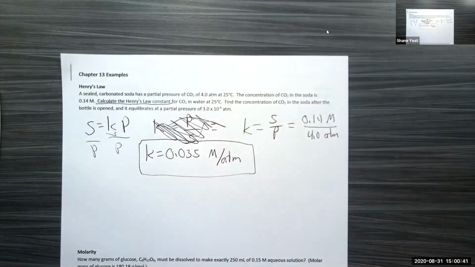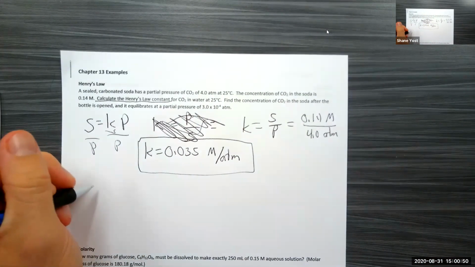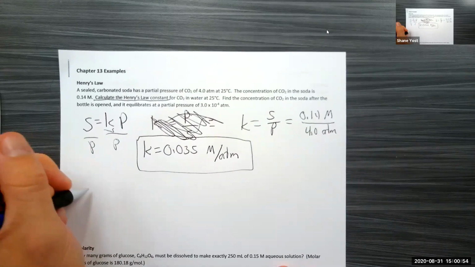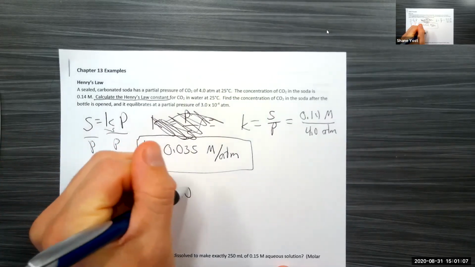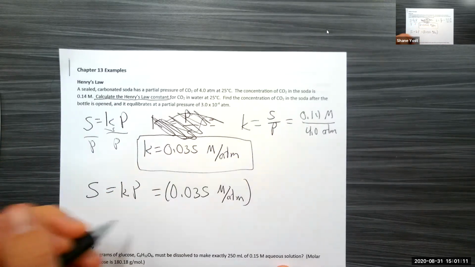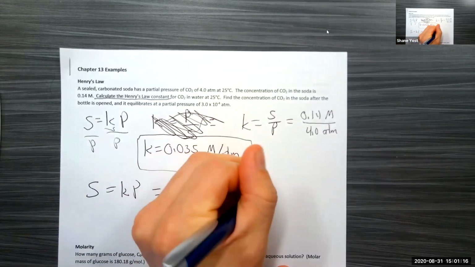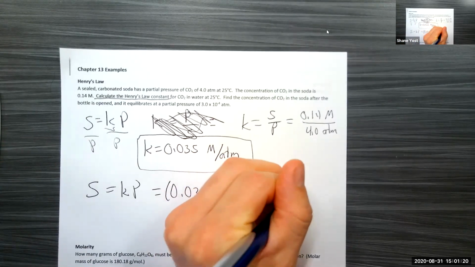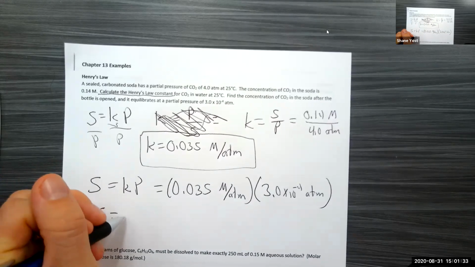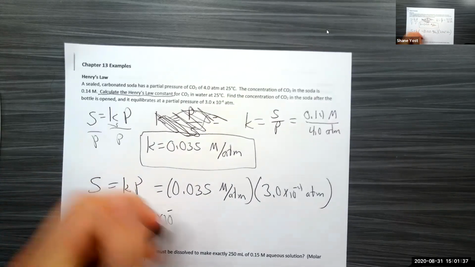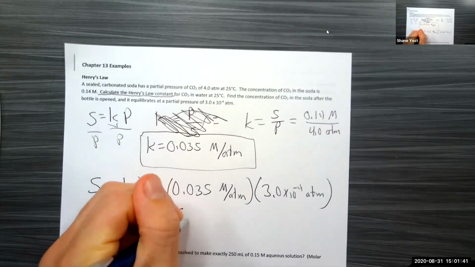And then the next part of the problem, the question is what is the concentration given a partial pressure of 3 times 10 to the minus 4 atmospheres? What is the concentration is what we're looking for. Again, S equals KP. Plug in now: the constant here is 0.035 molar per atmosphere, and my pressure I'm told is 3.0 times 10 to the minus 4 atmospheres. You multiply those together and you'll get a concentration of 1.05 times 10 to the minus 5 molar.